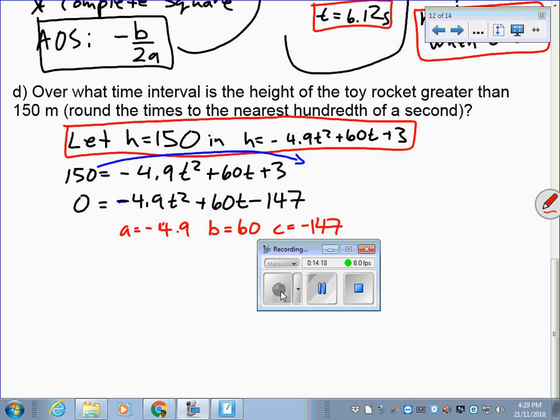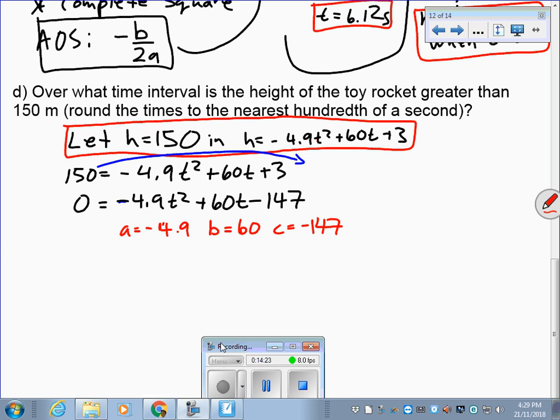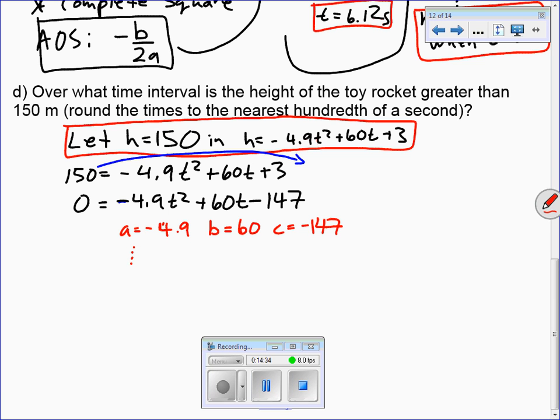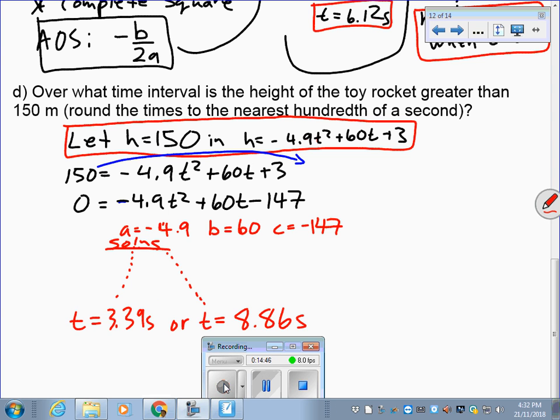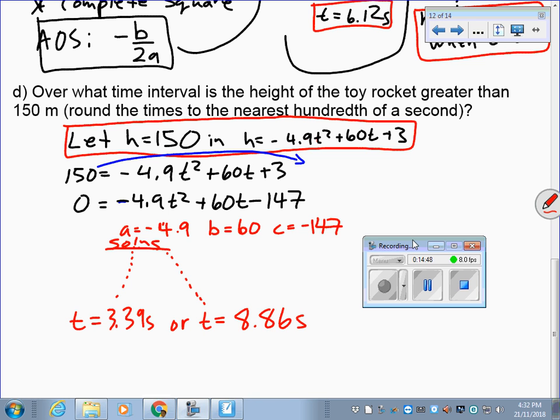Now, when you do this, you're going to punch all this into the quadratic formula, because this is a very difficult problem to solve. And when you end up with that, you're going to end up with 2 values for t. So you're going to have the solutions, t equaling something and t equaling something else. And we end up with this for our t values.